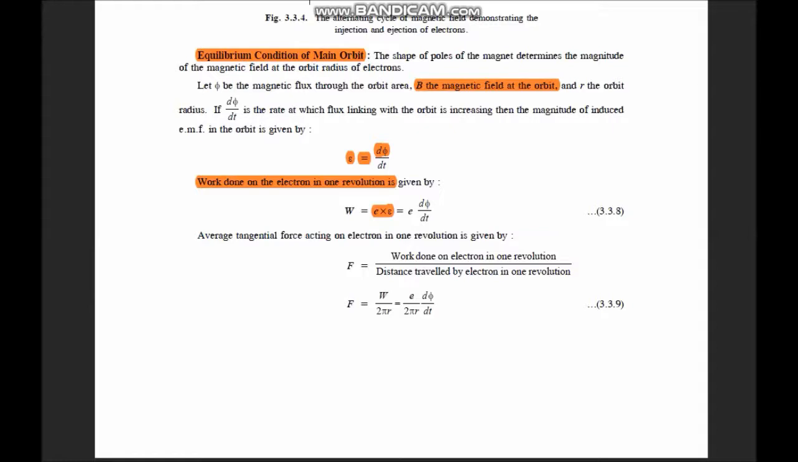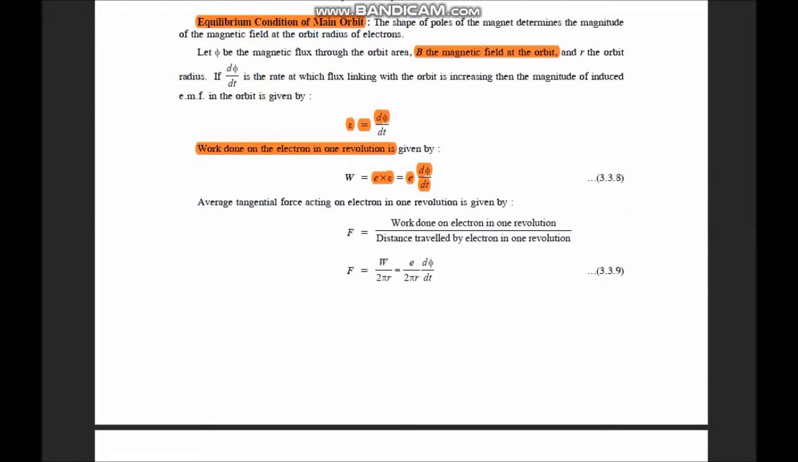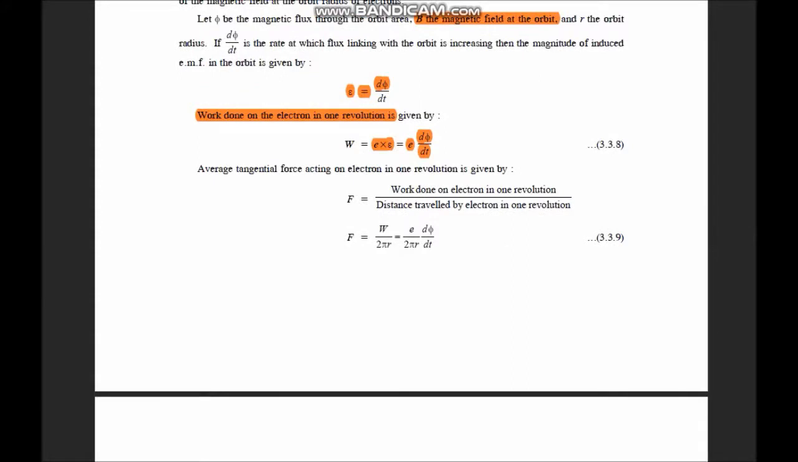Now if you want to calculate the average tangential force, because this force acts in the same direction in which the electron moves. It changes its direction along with the electron when it moves in the circular path. It will always be along the tangent. That's why this force is able to accelerate the electrons, because its direction is parallel to the direction in which the electron moves. And this force we can calculate: work is force into distance, so force will be work divided by distance. Which work? Work done on the electron in one revolution, divided by the distance traveled by the electron in one revolution.